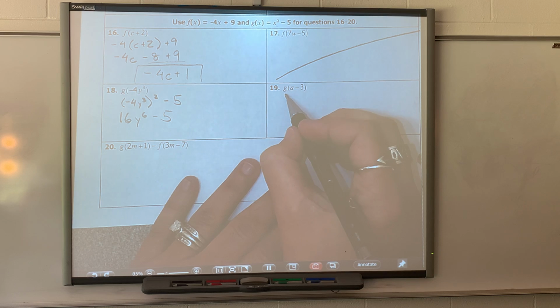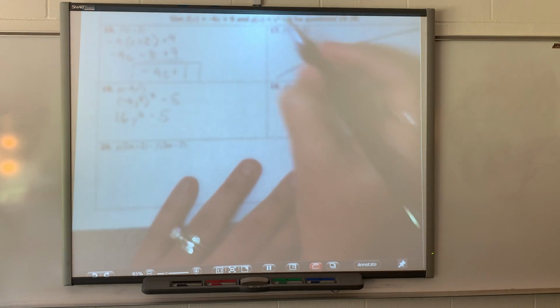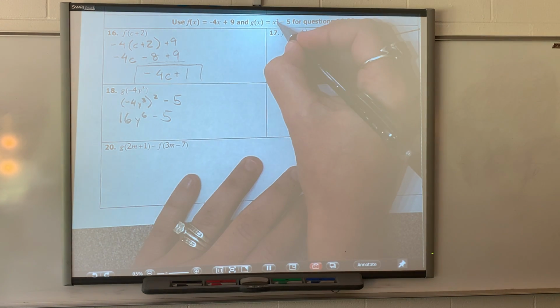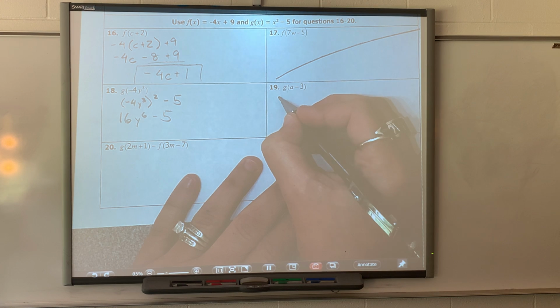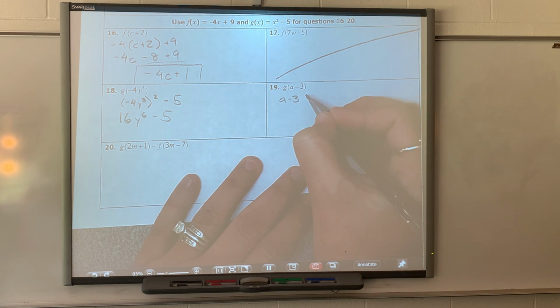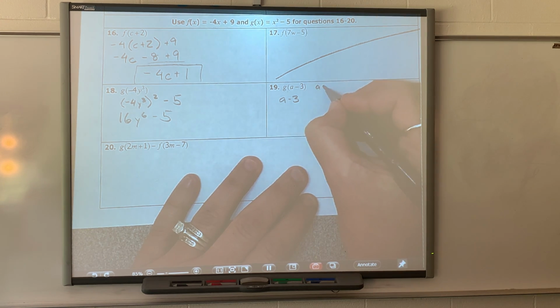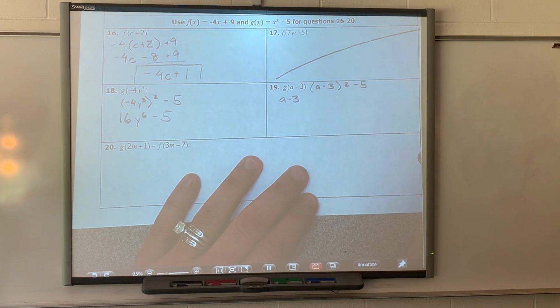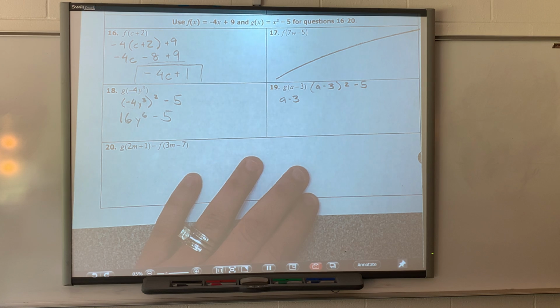Okay, this one. This is G also. So here's G. So in place of x squared, I'm writing a minus 3. Actually, right up here. Sorry. A minus 3 squared minus 5. That's what I have. Does that make sense? Yes or no? Yeah. Okay.